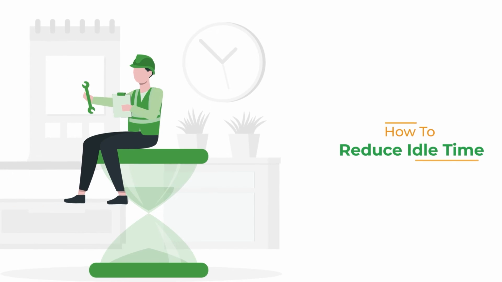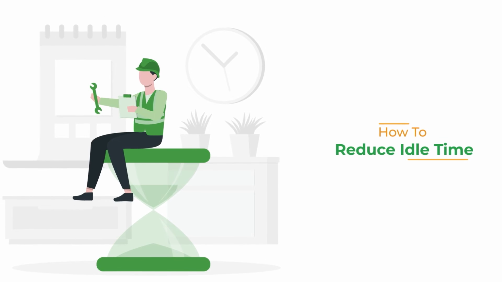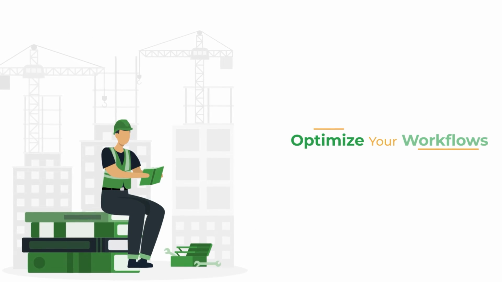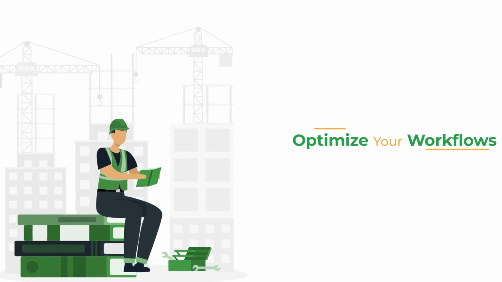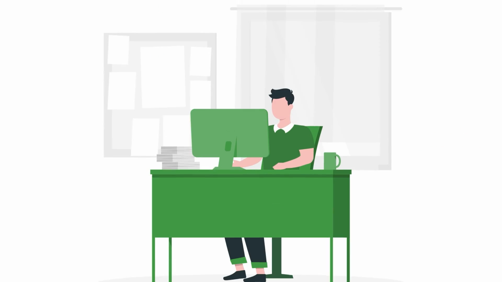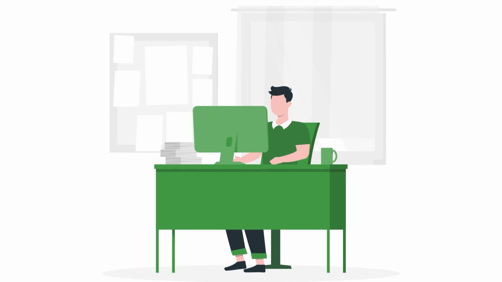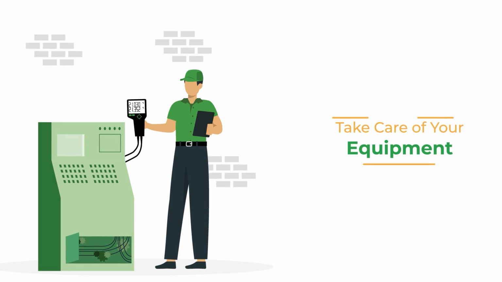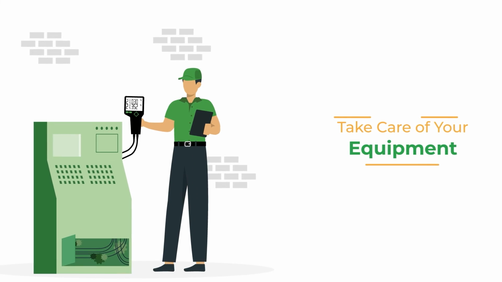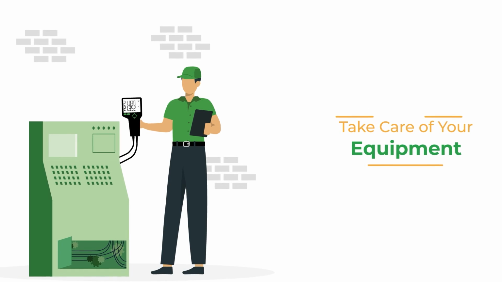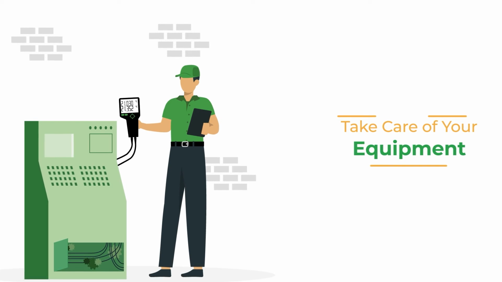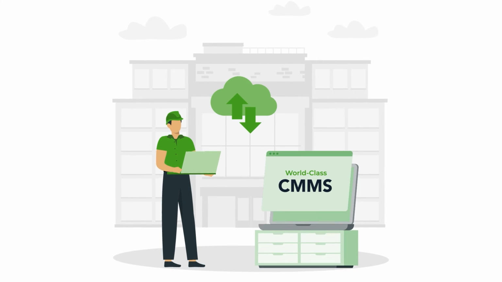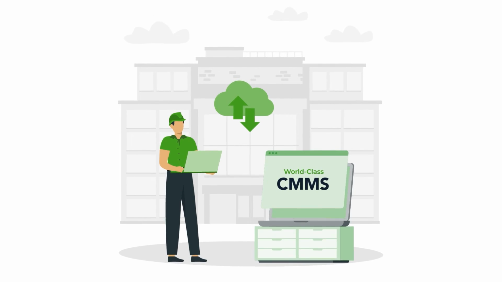How can you reduce idle time and boost productivity? First, optimize your workflow. Look for bottlenecks and inefficiencies in your processes. Create manageable schedules and eliminate unnecessary tasks. Take care of your equipment. Implement preventive maintenance plans. Use condition monitoring and autonomous maintenance to address wear and tear early, and use a CMMS to ensure maintenance work is done regularly.